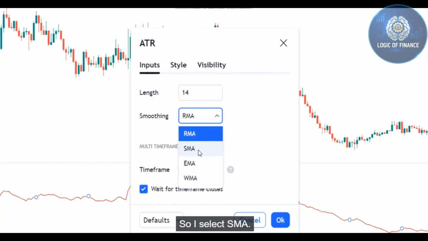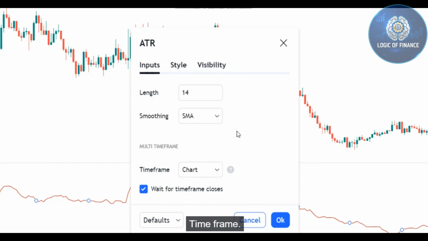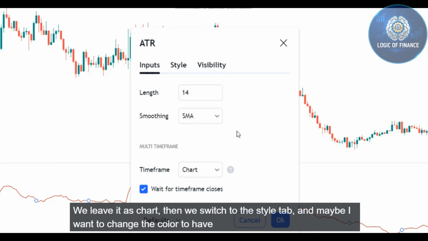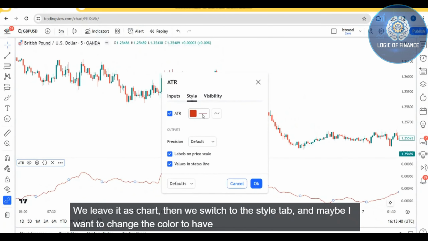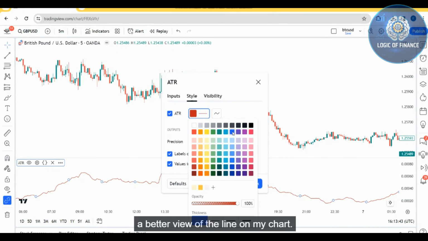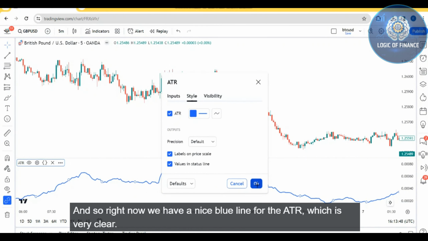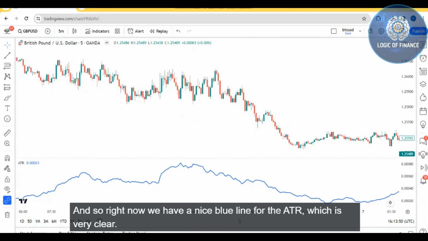So I select SMA. Time frame, we leave it as chart, then we switch to the style tab, and maybe I want to change the color to have a better view of the line on my chart, and also want to make it a bit thicker. And alright, now we have a nice blue line for the ATR, which is very clear.